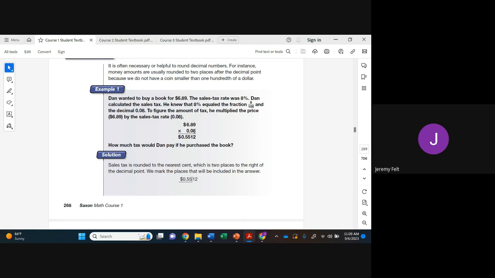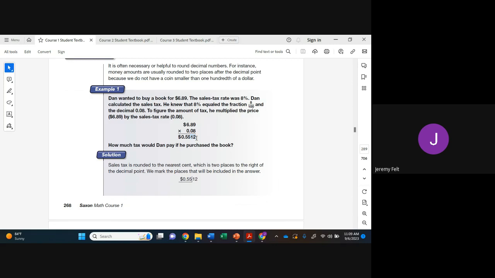So example one, Dan wanted to buy a book, $6.89. Tax was 8%. He calculated the sales tax. He knew that 8% was 0.08 or 8 over 100, and he multiplied that. Again, I would probably use the decimal version when we're doing these problems for ourselves, because with money we use decimals, so it makes more sense to end up with decimals than a fraction. But anyways, we multiply it out, and this would be what we're paying in tax, but we don't have any sort of currency or coins for our thousandths or 10,000ths place.